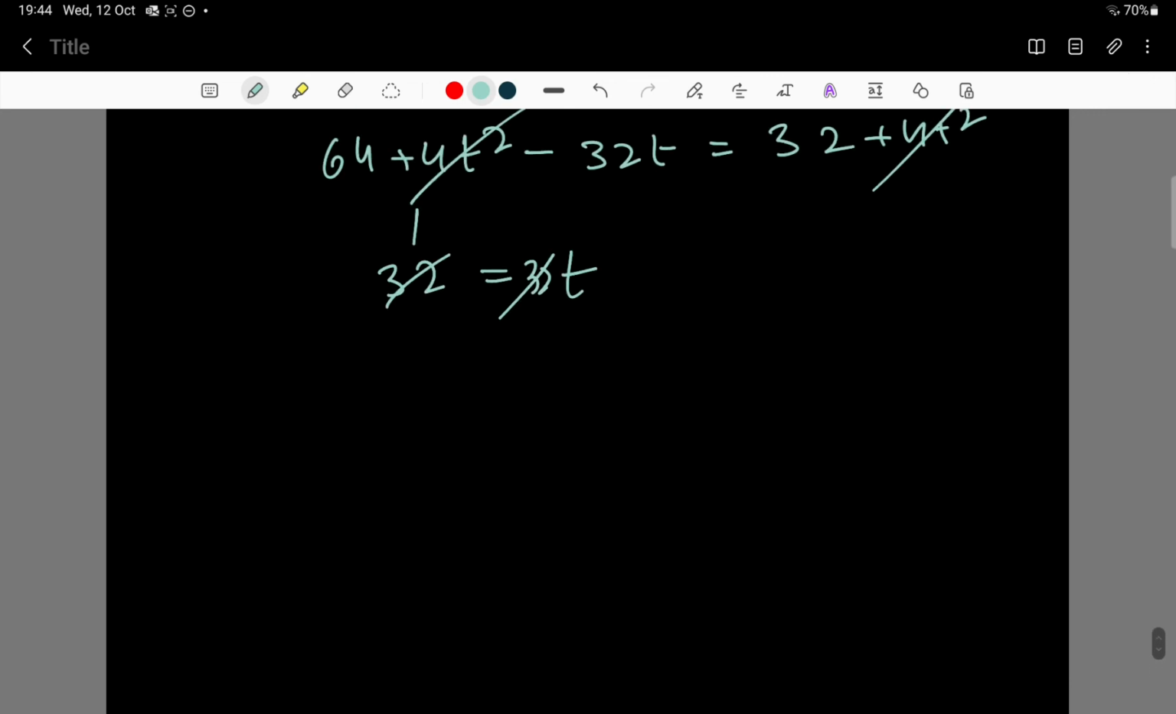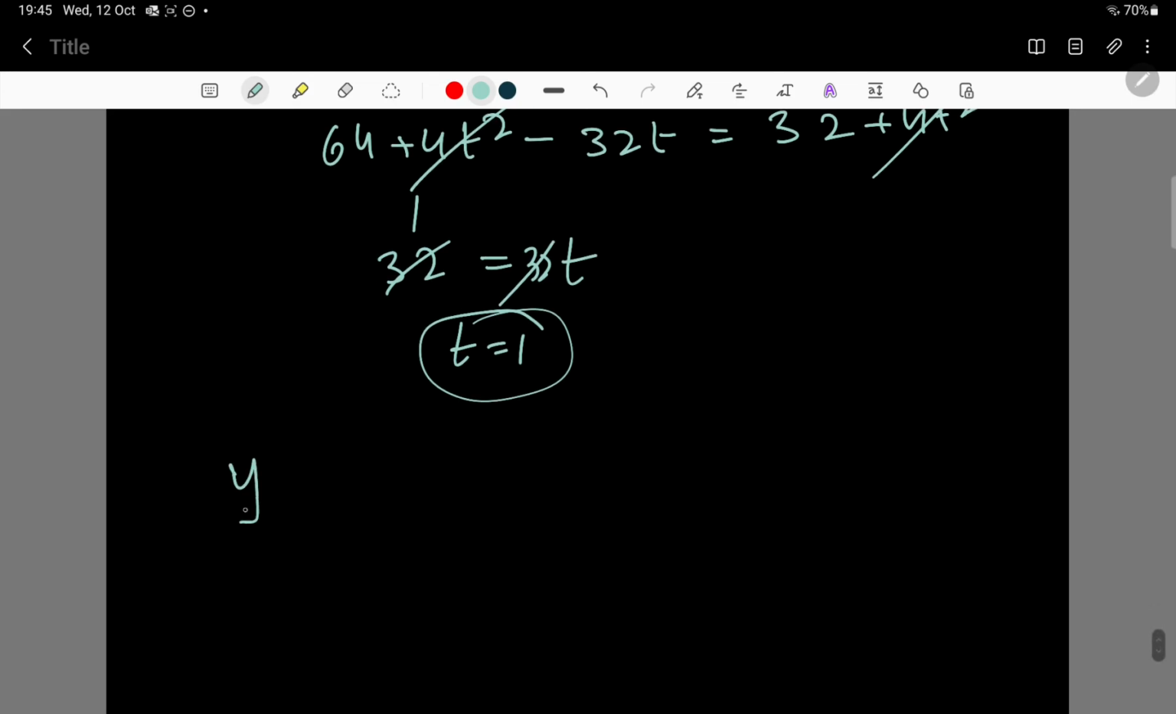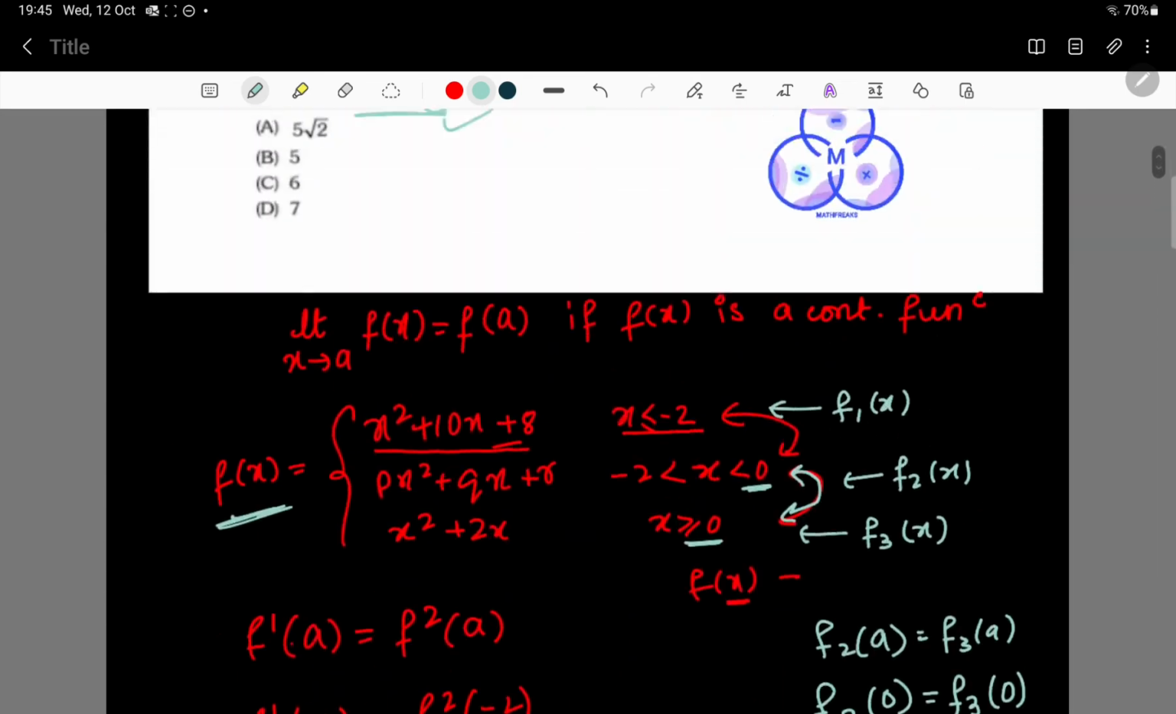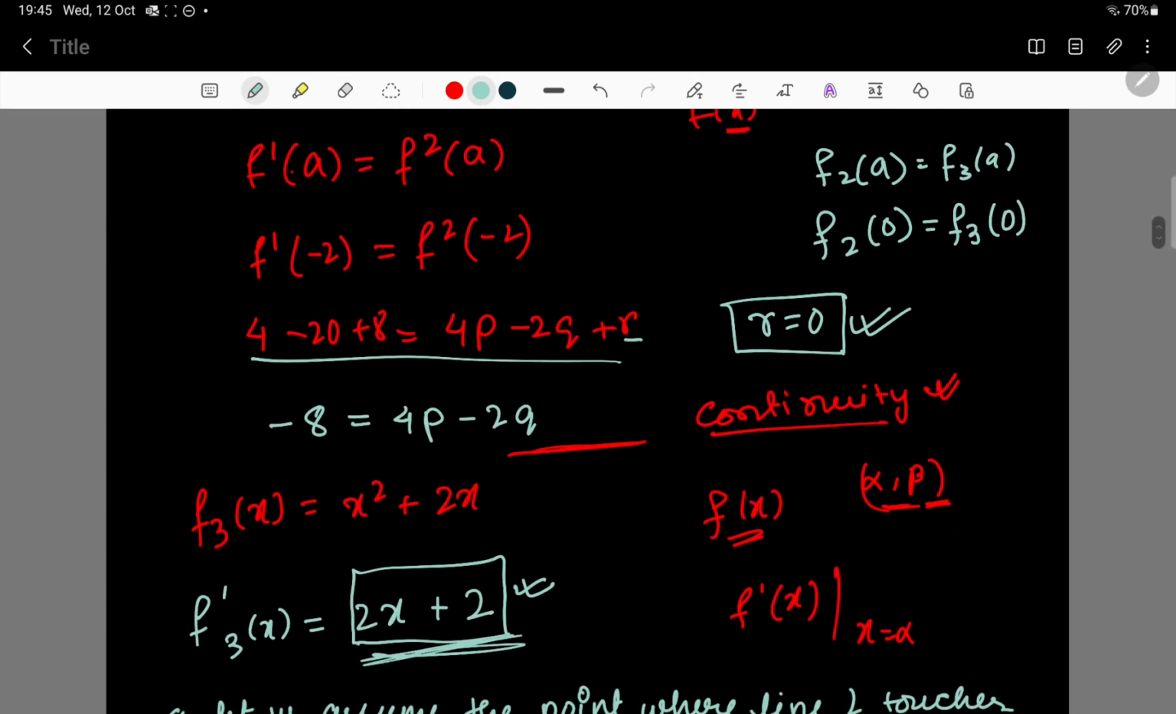Correct. So we got our parameter, that is t equals 1. That is, we can now say 2t plus 2x minus t square, right? So y equals 4x minus 1. This is our line L. Now very simple, if I got my line L, we already had one equation, that is this one, right? This is our equation number 1.